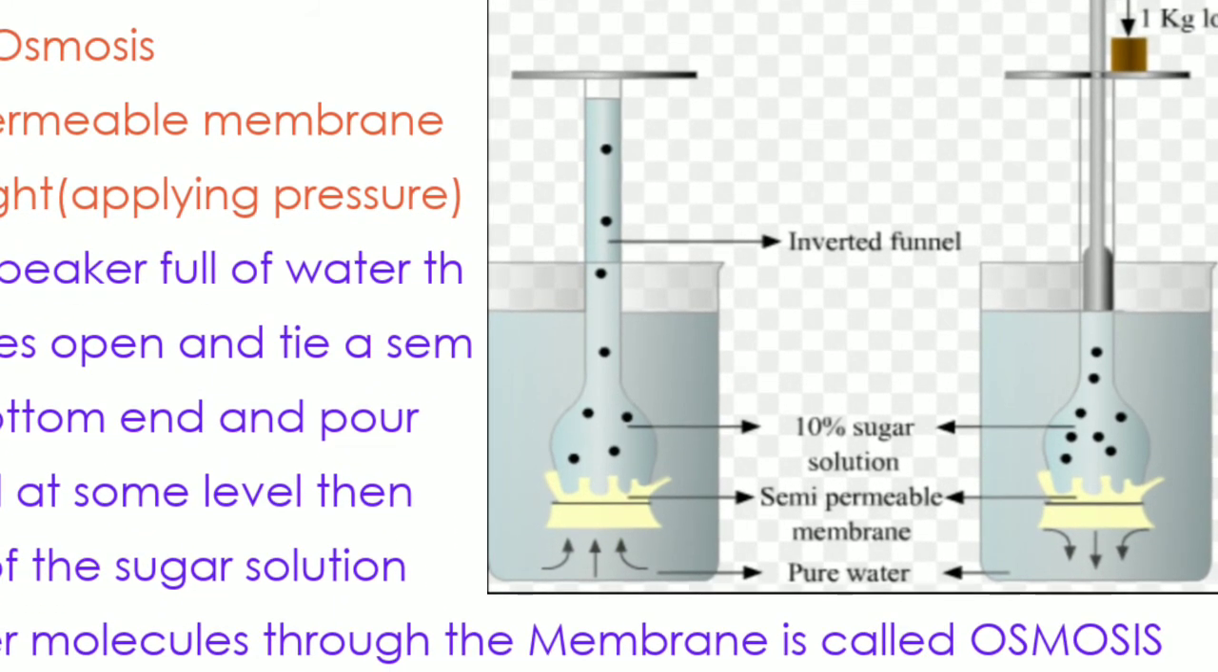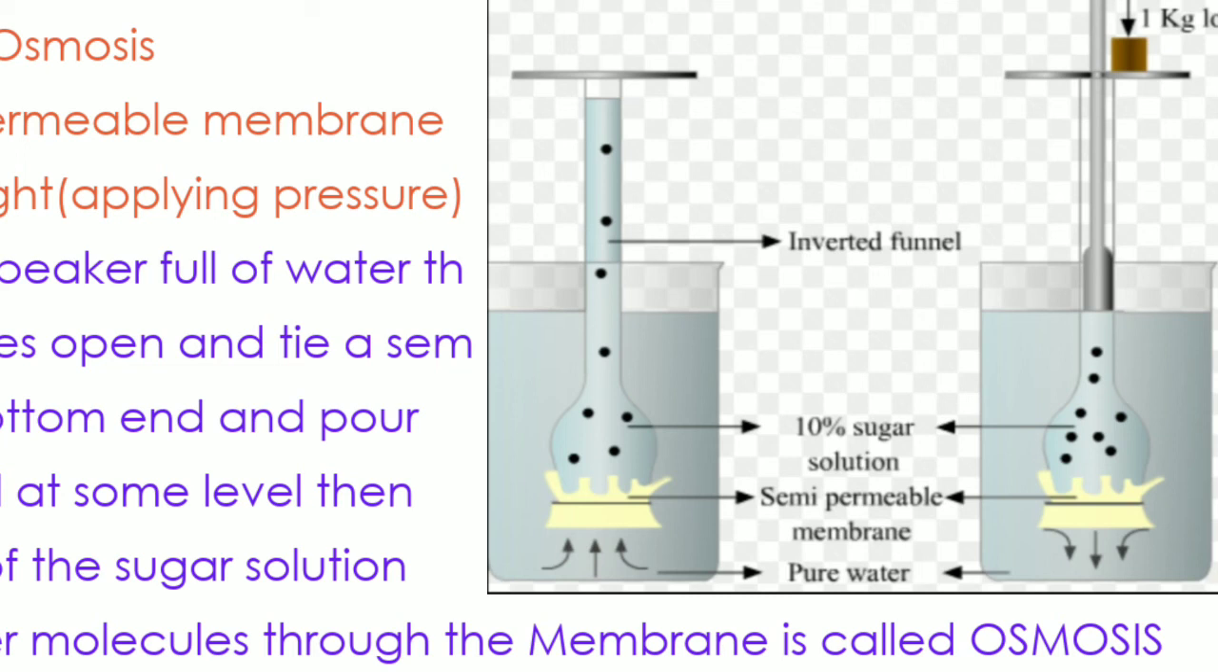Okay, here we can see the beaker having the water without solute particles. Next we can see the funnel having the opening on both sides. At the bigger opening we have to tie the semi-permeable membrane, which is collected from an egg.